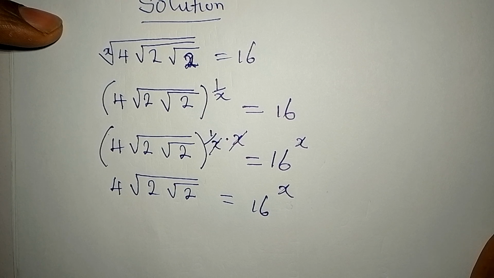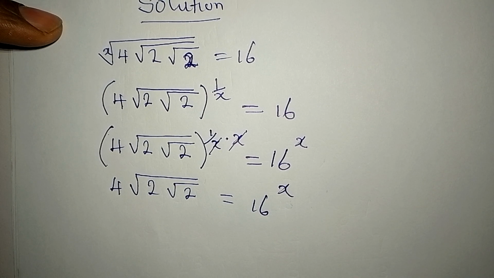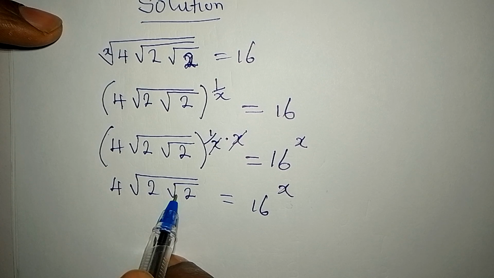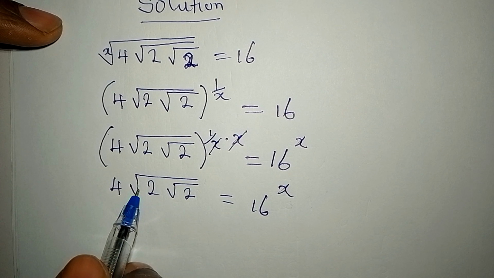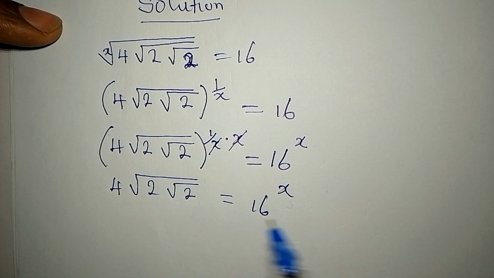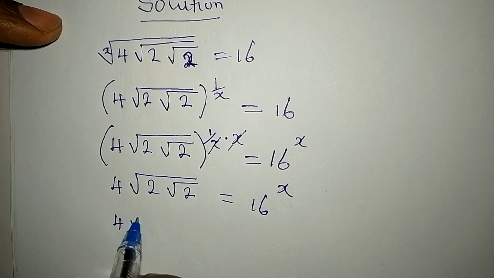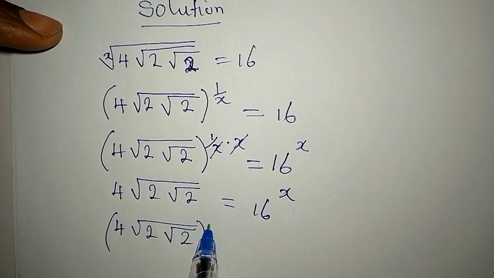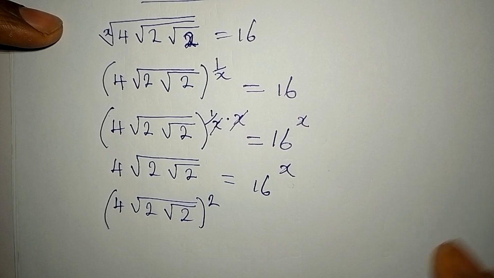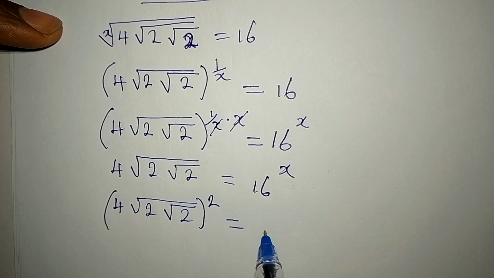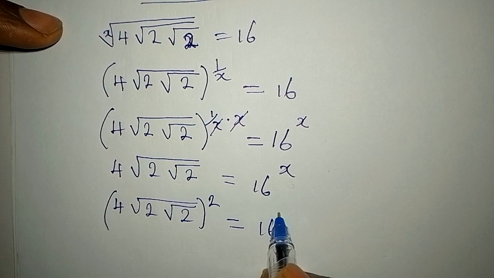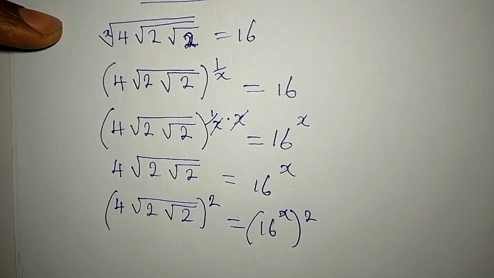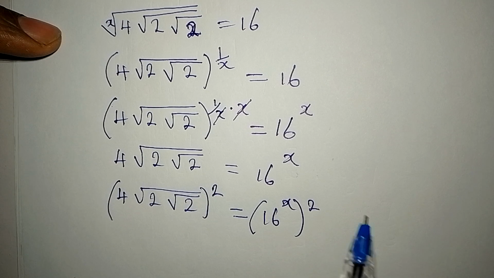Now, what do I do? Remember that we are still having roots here. This is square root of 2, square root of 2. So we need to eliminate them by squaring both sides. So we have 4 root 2 to the power of 2. Okay, so this will now be equal to 16 to the power of x to the power of 2, because if you square one side you have to square the other.